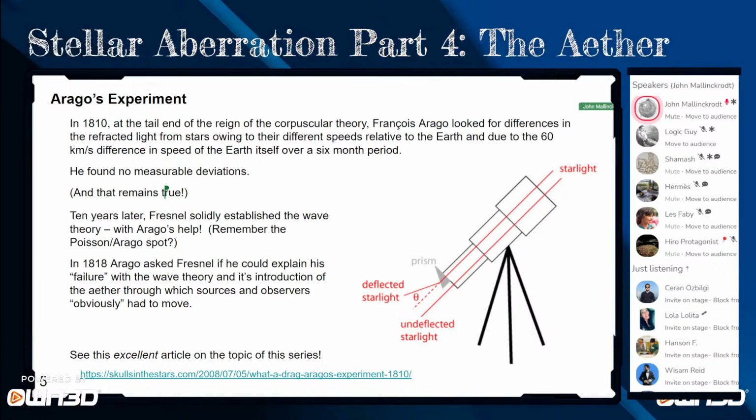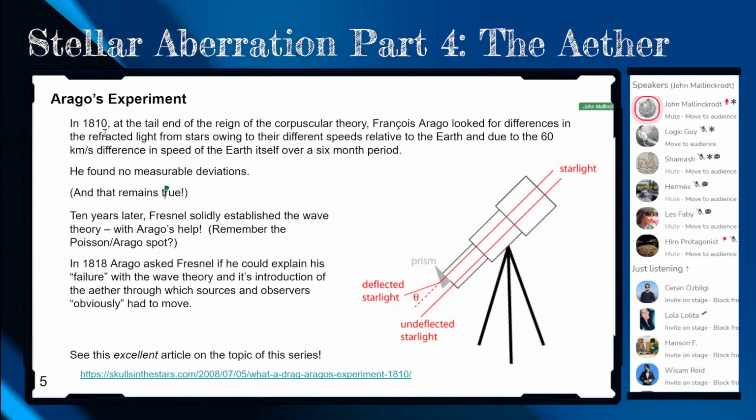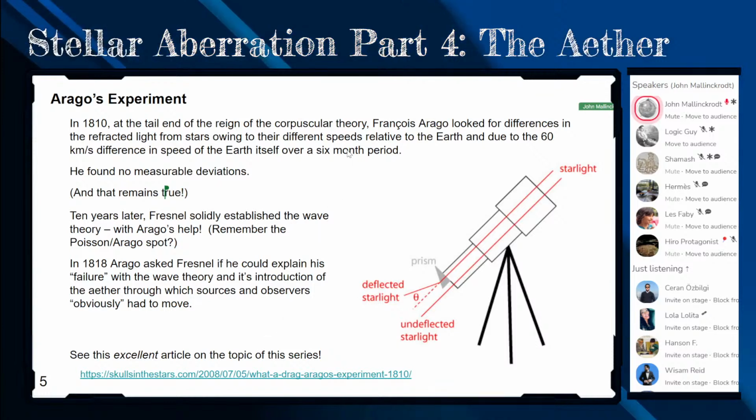Fresnel found that he could account for Arago's result by hypothesizing that the ether exerted a partial drag on light, or maybe I should say the medium exerted a partial drag on the ether, traveling through a medium. So when a medium moves through the ether, Fresnel said, well, what if the moving medium drags the ether with it?